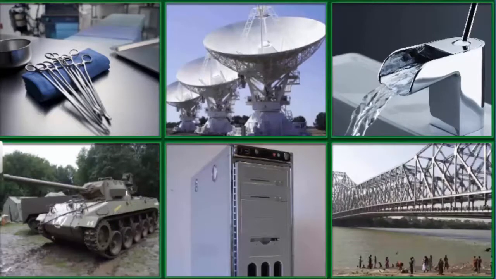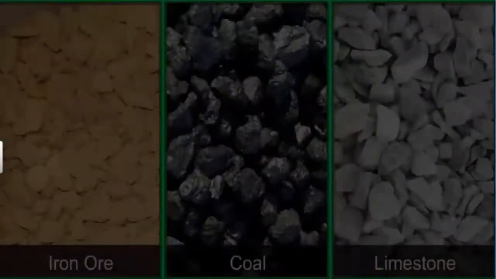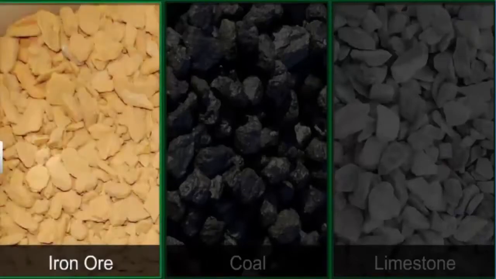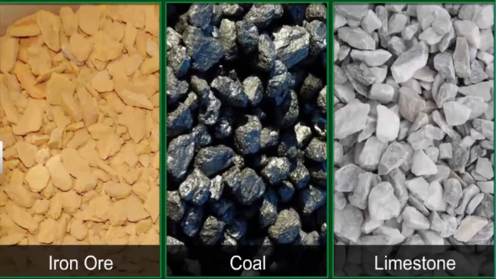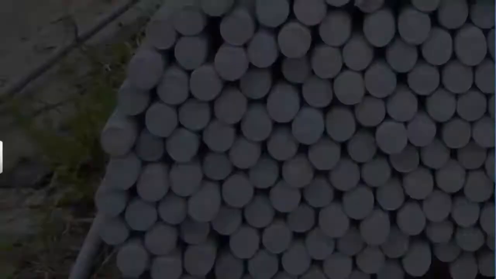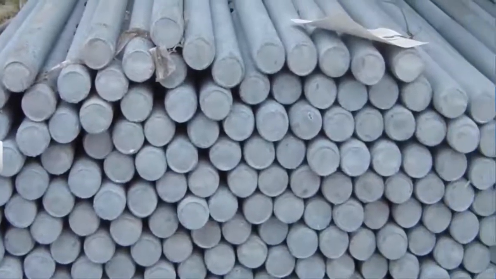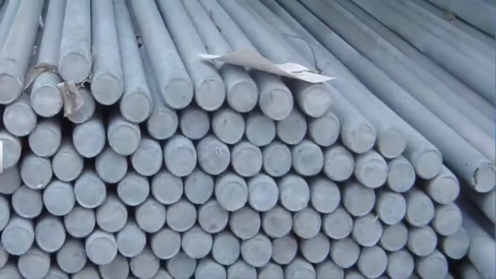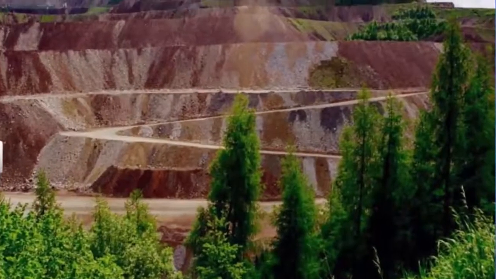The main raw materials used in the iron and steel industry are iron ore, coal, and limestone. Since the raw materials and finished products of iron and steel industries are quite bulky, these industries must be located near the mining areas of the required minerals and must be connected by a good transport network.